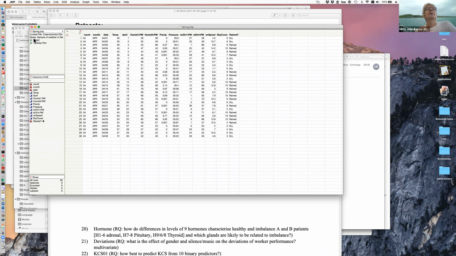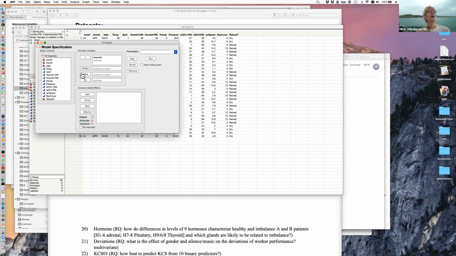So what are we going to do now? The question then is, can we predict whether it rained or not? So what might we predict it with? We might say, well, let's try and predict rain using the temperature and the pressure and the wind speed. These might be all possible variables.